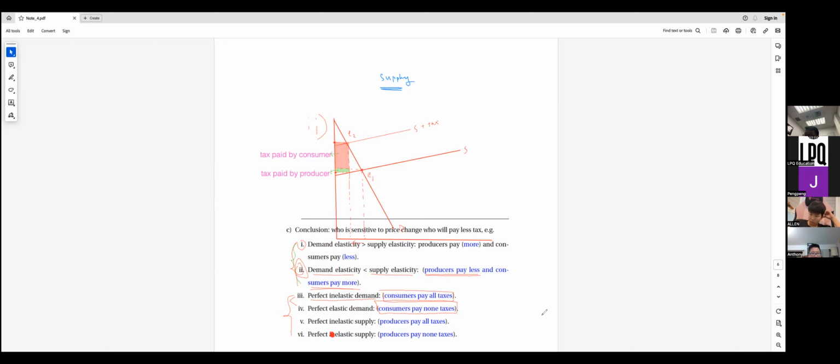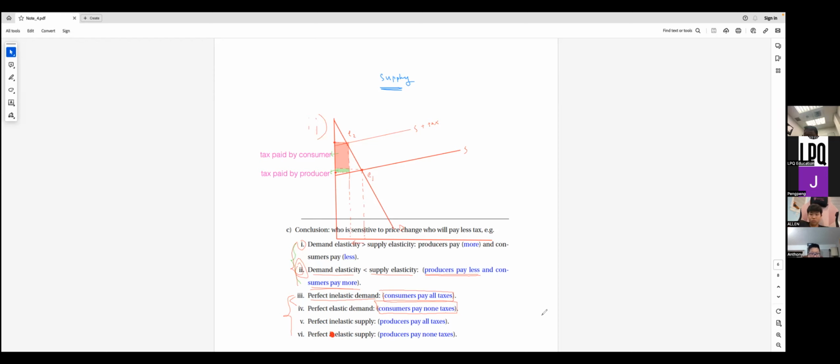Same conclusion, same thing for producers, because the supply curve is about producers. If the supply curve is perfectly inelastic, if producers don't care about price change at all, then in that case the producers pay all the tax. You're not sensitive about price change. Producers pay all. That's the case if the supply curve is perfectly inelastic.